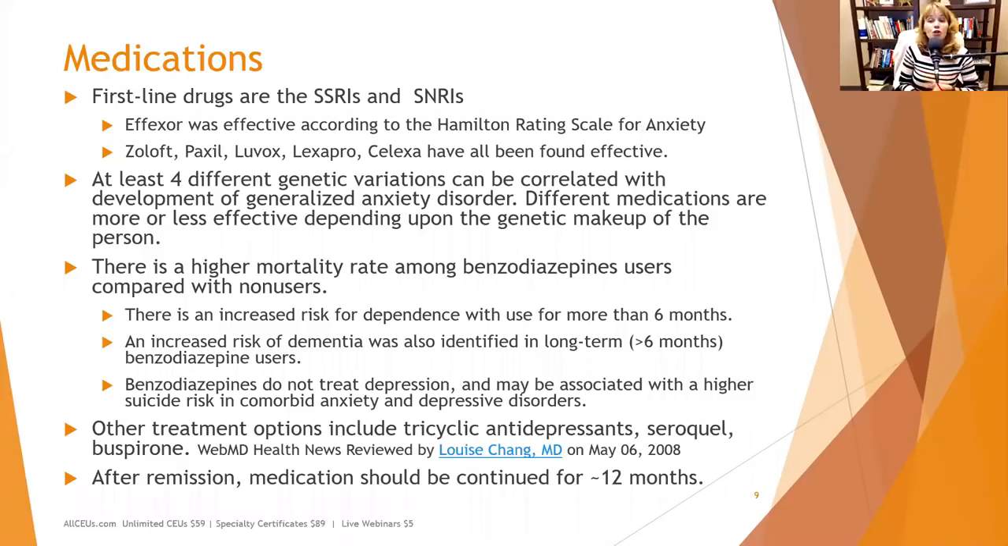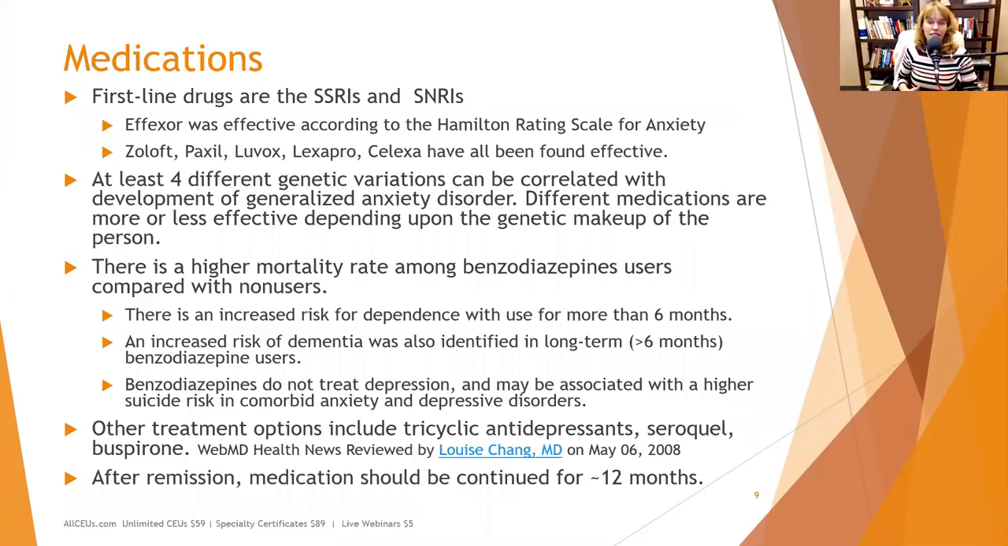Benzodiazepines also don't treat depression. So if you've got somebody who has concurrent anxiety and depression, there's a much higher suicide risk if they're on benzodiazepines. So be aware, and generally that suicide risk comes from overdosing on the benzodiazepines, but not always.